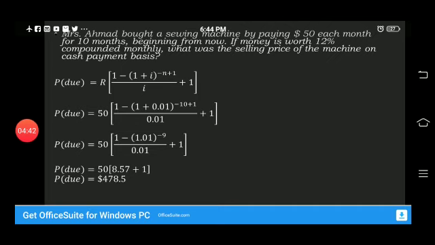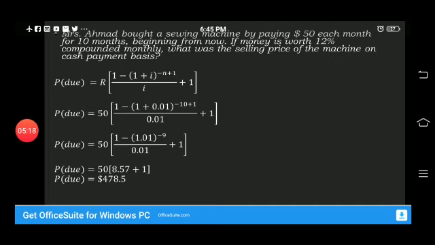For example, Mr. Ahmed bought a sewing machine by paying $50 each month for 10 months, beginning from now. Beginning from now means it is at the beginning of the period, so it is an annuity due. If money is worth 12% compounded monthly, what does it mean? That is 0.12 divided by 12. What was the selling price of the machine?